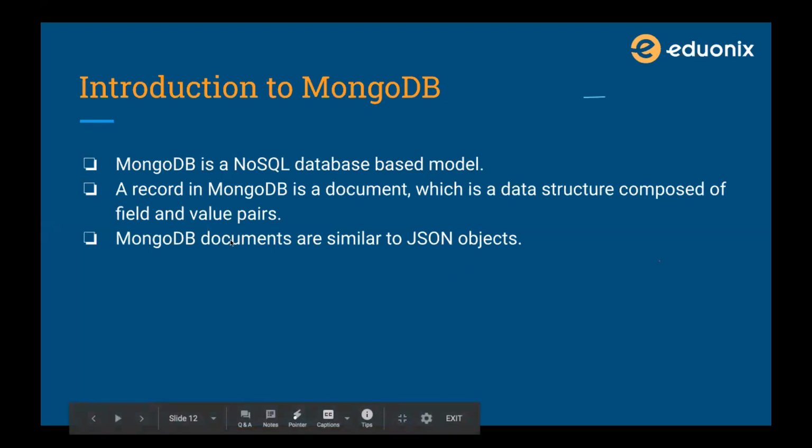Now, MongoDB documents are nothing but something very similar to JSON objects. So whatever object you have in JavaScript, a JS object, you can store it directly into the Mongo database. Yes, Nilesh. JSON stands for JavaScript Object Notation, and you can store JSON in MongoDB directly.